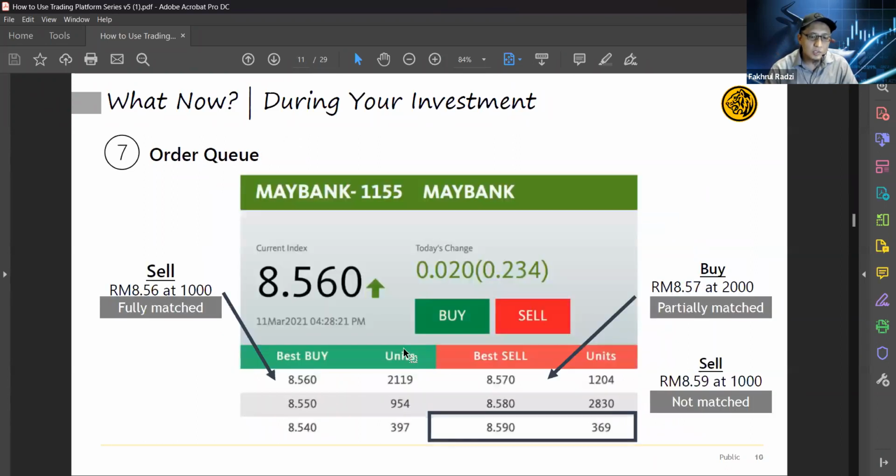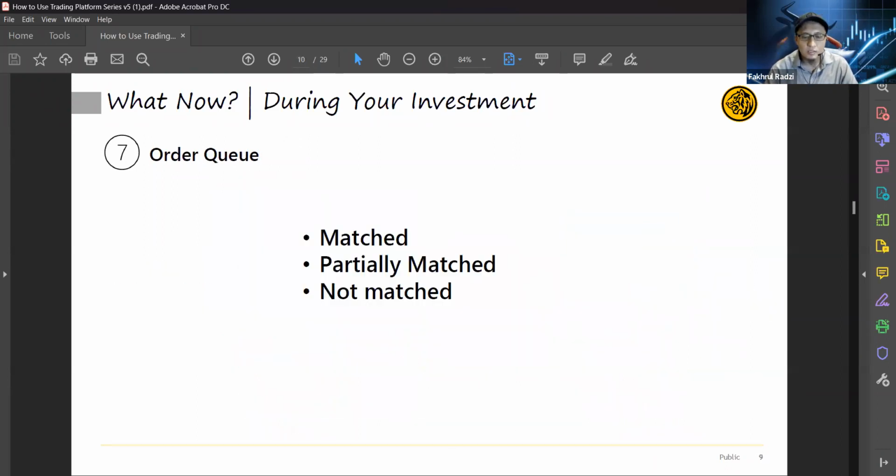The market order, let me show you the example. Okay, in the order queue, you might see your order either is all matched or partially matched or not matched. If all matched, for example, if you key in an order for 10,000 units to buy or sell, all the quantity has been executed.